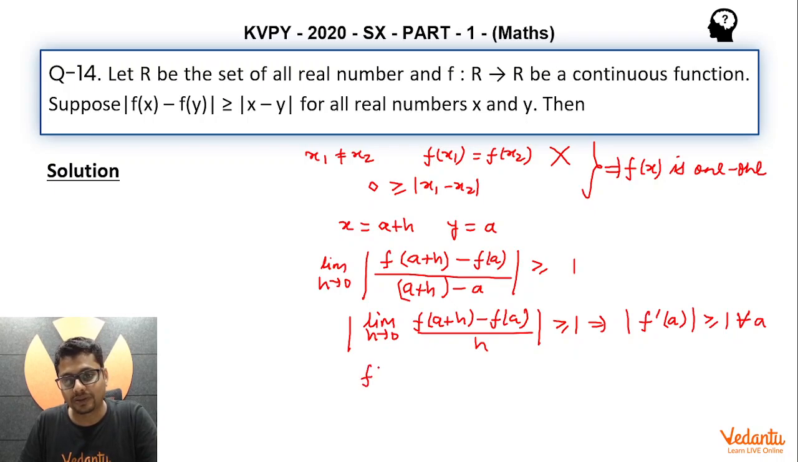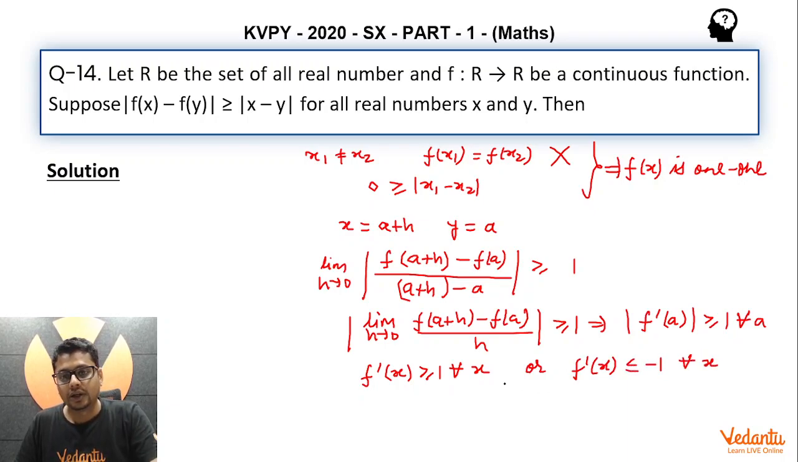Now that essentially means two possibilities. f prime x is greater than or equal to 1 for every x, or f prime x is less than or equal to minus 1 for every x. Now the point is both can't occur simultaneously. That means it is not possible that for some x, f prime x is greater than or equal to 1 and for some other x, f prime x is less than or equal to minus 1. For a simple reason, you may say, what about this, sir? Derivative greater than or equal to 1 and derivative less than or equal to minus 1. No, this is not possible. Why? Because we have already proved that f of x is 1-1. So this would not be possible.